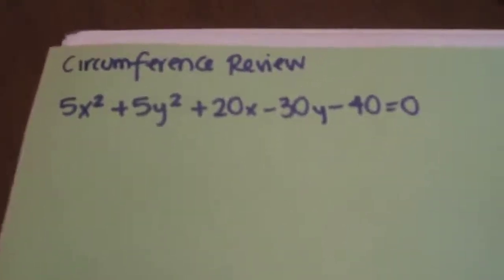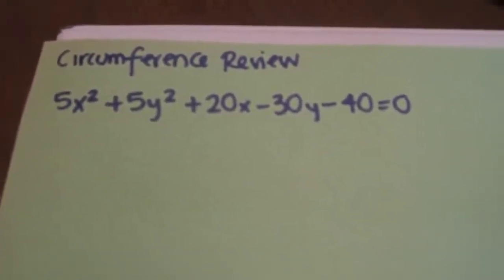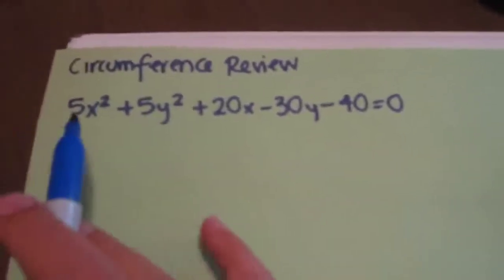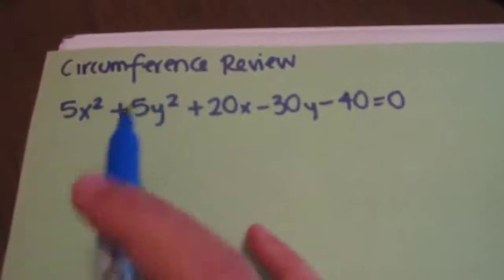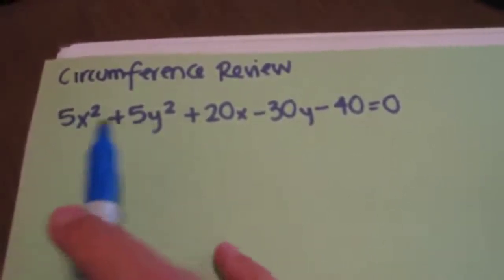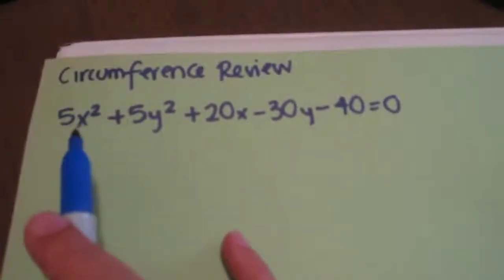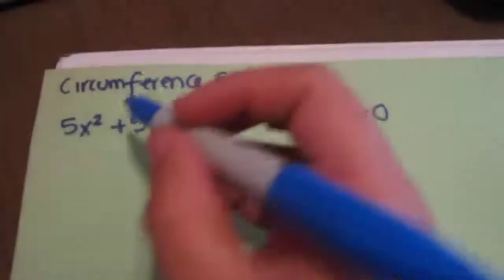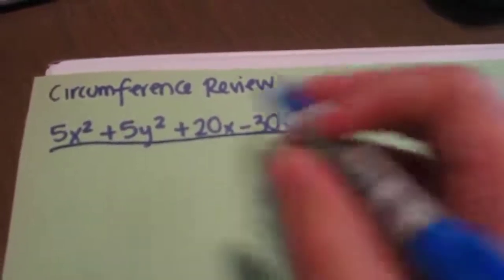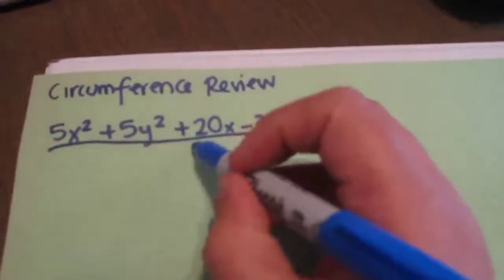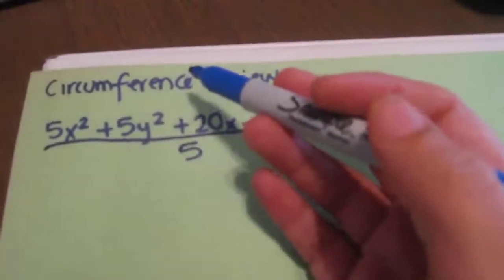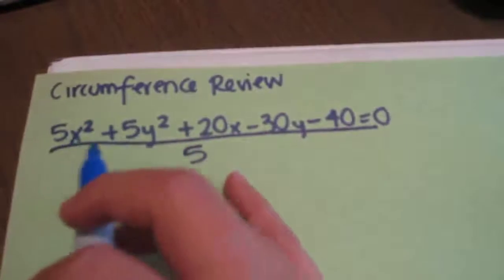Okay, the fifth type of problem for circumference is when they give you the general equation or the general form. Just be careful with this one. If you have a coefficient on the variables elevated to the square, you need to divide everything by the coefficient first. Remember, you need to have the same coefficient in order to have a circumference, so they need to be the same number.